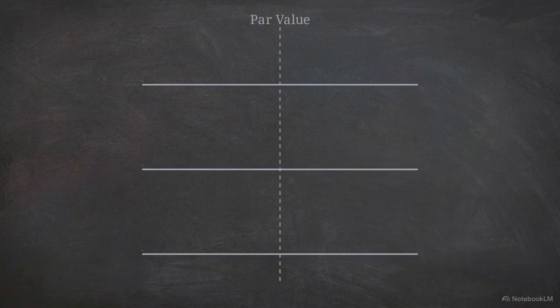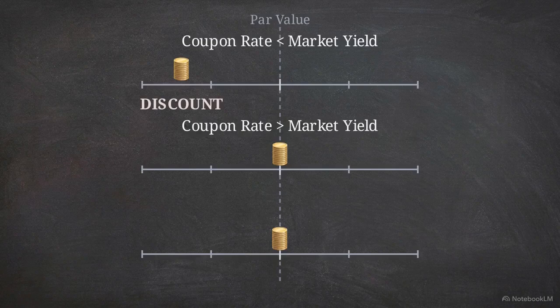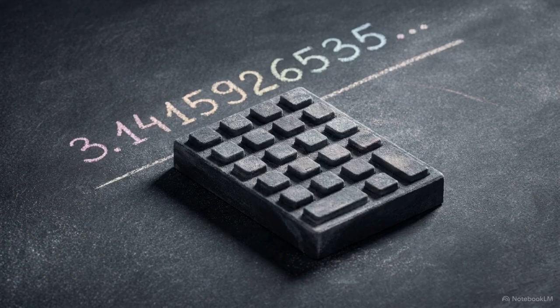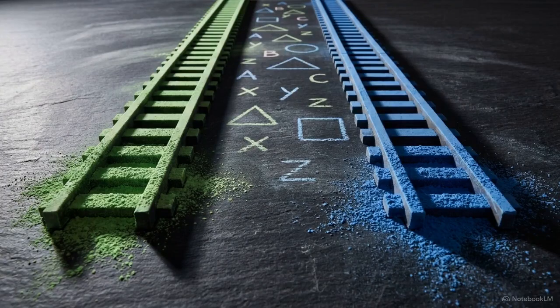The outcome of this equation dictates the bond's status. If the coupon is lower than the market yield, it trades at a discount. If the coupon exceeds the required yield, it trades at a premium. If they match, it trades at par. Bond pricing leaves no room for speculative guesswork. It is a rigid mathematical discounting process where dollars promised years from now are systematically repriced based on today's interest rate environment. These two capital tracks serve distinct investment needs.